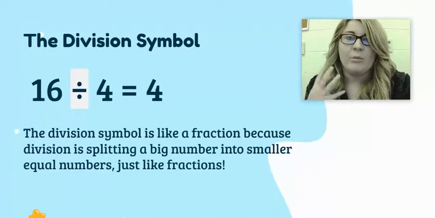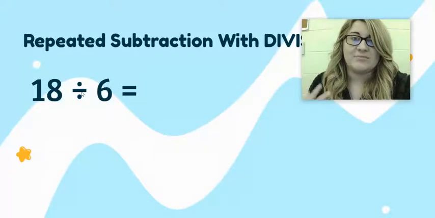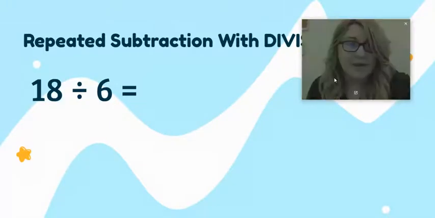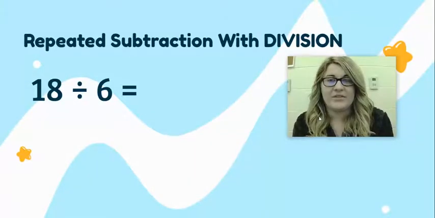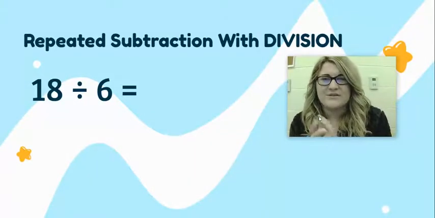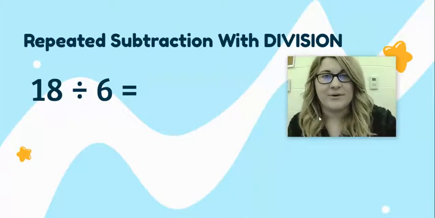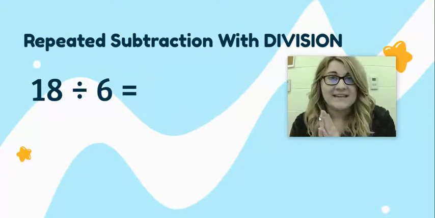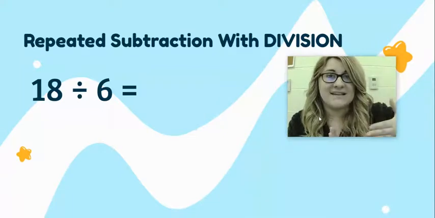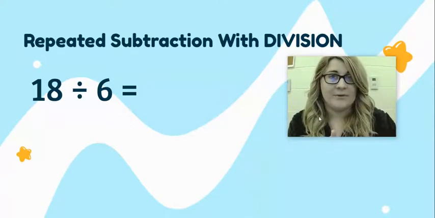So what we're going to get into today is repeated subtraction with division, okay? I'm going to move myself down. There we go. So repeated subtraction with division. You're probably thinking, how are we going to subtract this? Well, let me show you. What we're going to do is take the big number, which here is 18, and start by subtracting the smaller number, which here is 6, and we're going to keep subtracting 6 until we get all the way to 0. And then however many times it took us to subtract to get to 0 is going to be our answer.